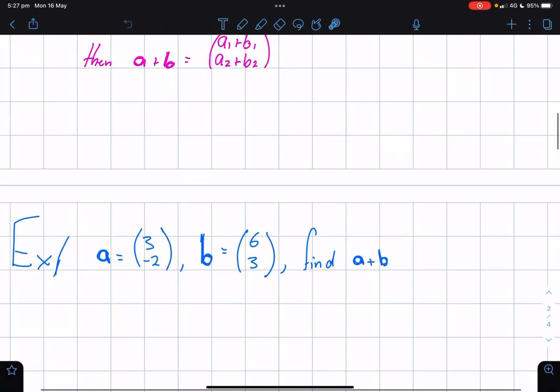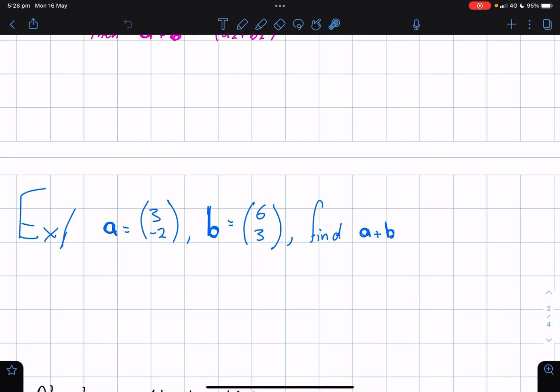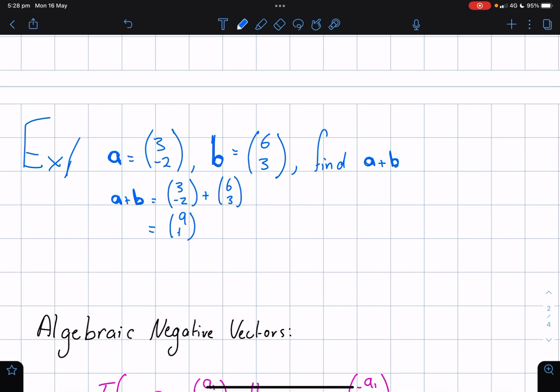So, a quick little example. We've got vector A and vector B, find A plus B. Vector A plus vector B is equal to (3, negative 2) plus (6, 3). Again, we're just adding corresponding elements. So 3 plus 6 is 9. Negative 2 plus 3 is 1. So vector A plus vector B is (9, 1). Simple as that.